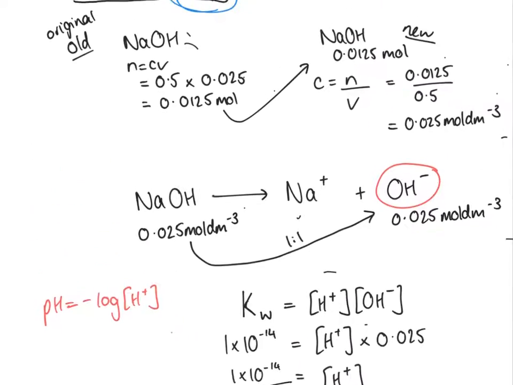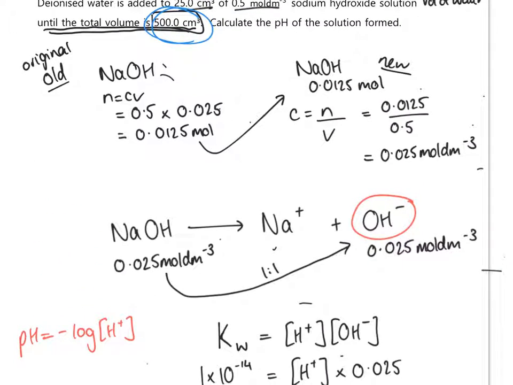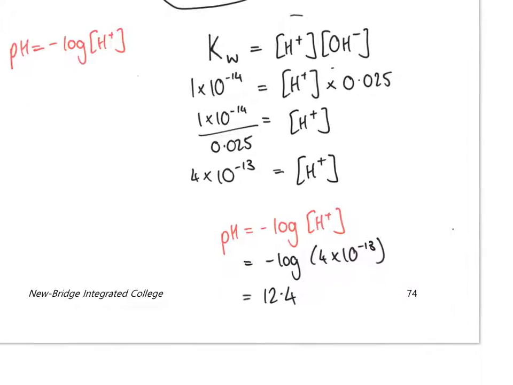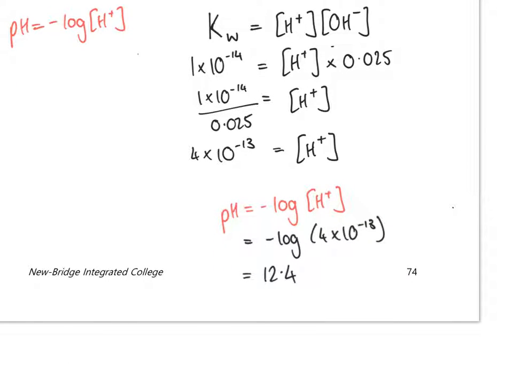Calculate the concentration of your new solution. Work out the concentration of your H plus ions. This time we had the additional step of using our Kw equation because we're working with a base. And then finally calculate your pH using your negative log of the hydrogen ions.